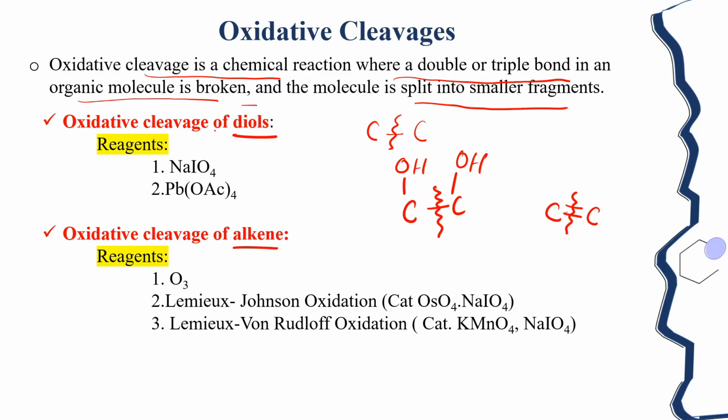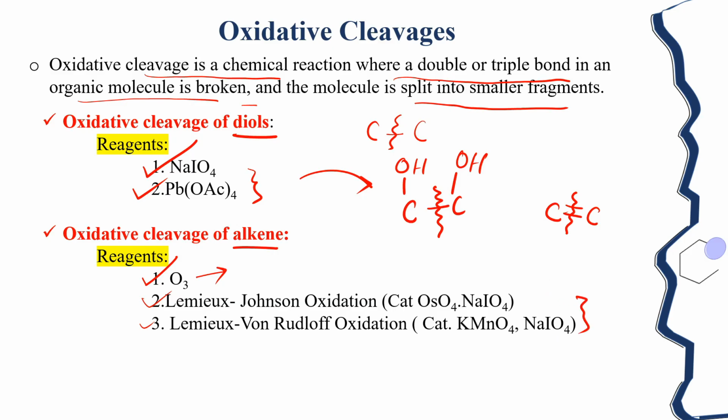So in case of oxidative cleavage of diols, there are two famous reagents used. One is NaIO4 and another is Pb(OAc)4. These two reagents are used to break this type of diol. Okay, and in the case of alkene, there are three different reagents. The one is O3, ozone, that breaks the alkene bond via ozonolysis. We'll discuss that, as well as the two name reactions, Lemieux-Johnson oxidation and Lemieux-von Rudloff oxidation. So these two we'll discuss in this class.